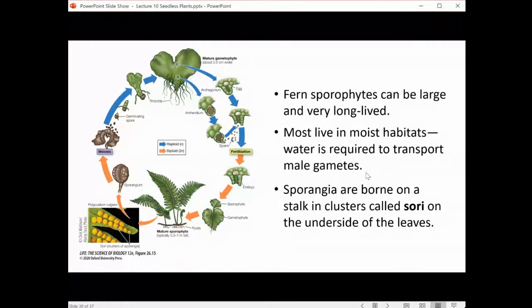Okay, fern life cycle. Ferns do well in moist environments. One of the reasons that they do well in these moist environments is because water is required to move the male gametes to allow for reproduction to occur. Okay, and you get these sporangia on the underside of the leaves. So you can see that in the inset picture, and if you ever take a look at a fern, look at the bottom of the leaves, and you'll see these little structures, and those are the sporangia.